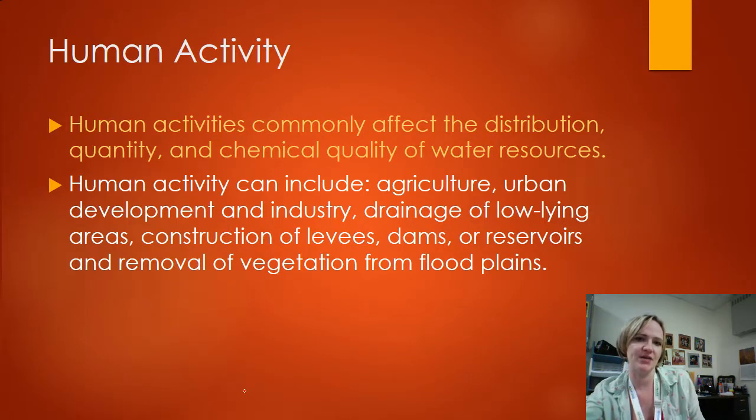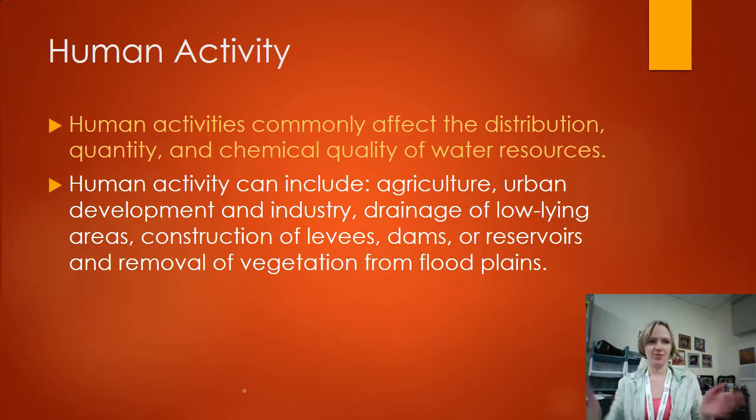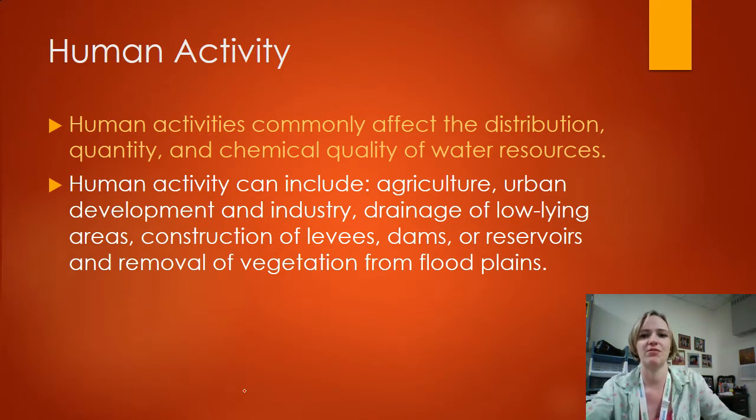Drainage of low-lying areas, the construction of levees and dams will change the way the water naturally flows, and the removal of vegetation from floodplains. So a floodplain is just the area around the river where, when it floods, the river goes into that area. If you remove the vegetation, then the river can erode a lot of the soil away, which is kind of bad for that area. So we'll talk about each of these in a little bit more detail.